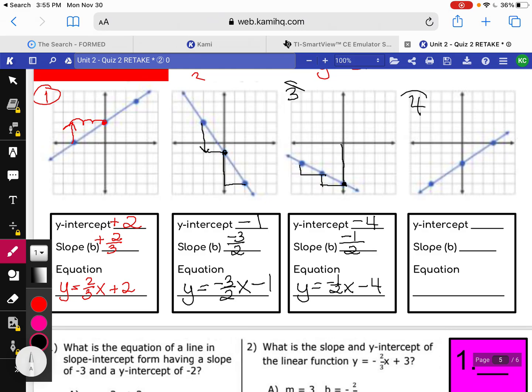Number 4. Y-intercept down 2, -2. Slope rise 2, run 3. Y equals 2/3 x minus 2.